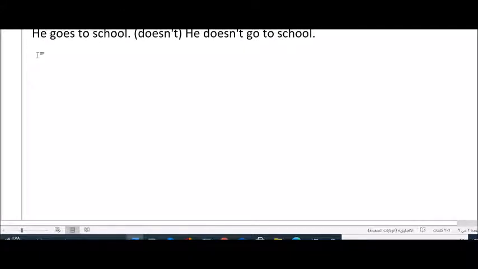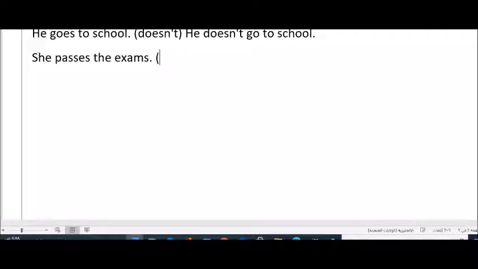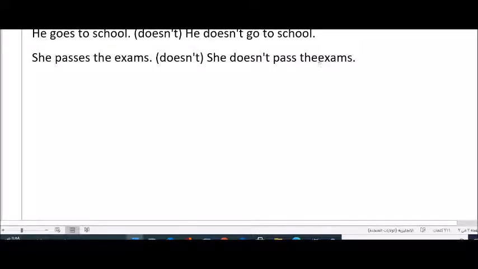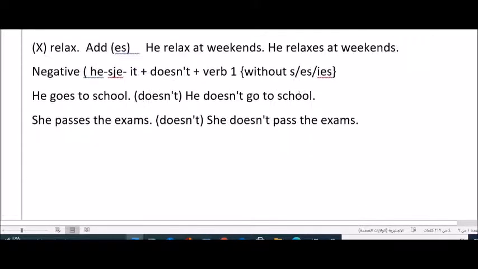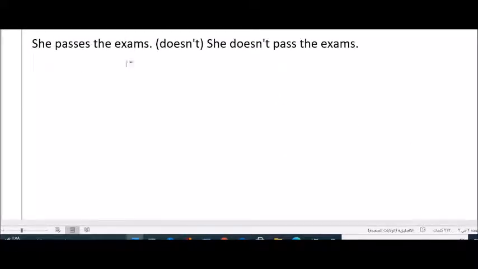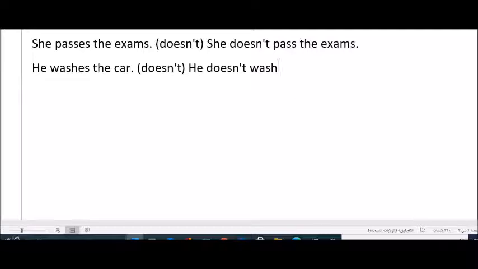Let's take another example. She passes the exams. Use doesn't. She, the subject, put doesn't after it. Put the verb pass without es. She doesn't pass the exams. Okay. Another example. He washes the dishes. Use doesn't. He doesn't, the subject he. I use the word doesn't to make negative. I put the verb wash and I cut the final es. He doesn't wash the car.